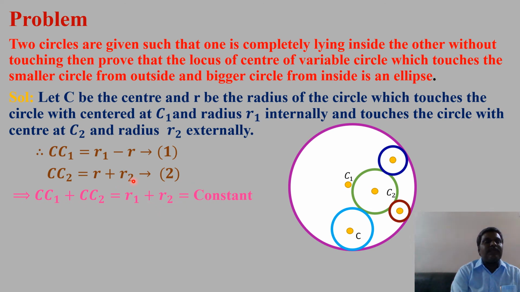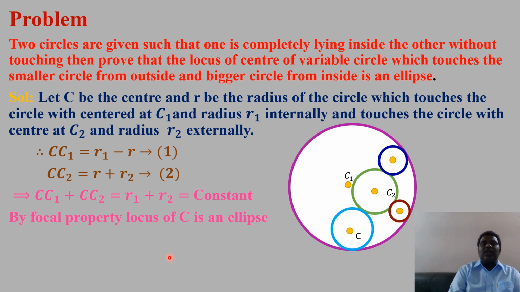What is our focal property? The sum of the focal distances is constant. That is equal to the length of the major axis. Here our C1 and C2 act as foci and C is a point on the ellipse. Now clearly C, C1, C2 are not collinear. Observe here, if they are collinear, the locus of C becomes a line segment. Here note that C1, C and C2 form a triangle. That is why you clearly get an ellipse. So the locus of C is what? An ellipse by using the focal property.